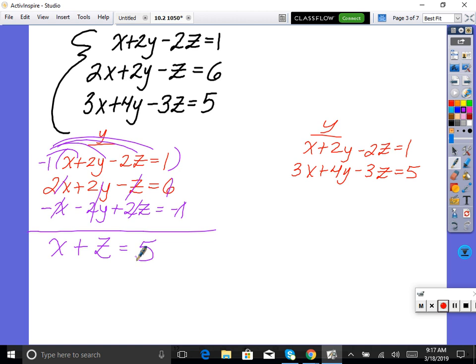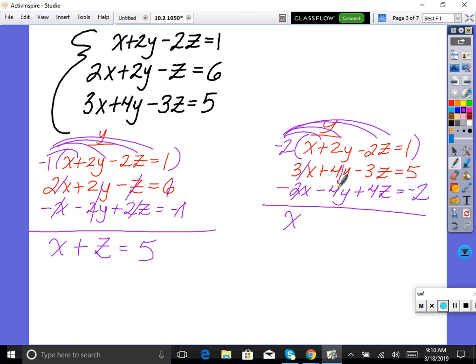Okay. I'm eliminating y, so it looks like I need to times this by -2. So then we would have negative 2x minus 4y plus 4z's equals -2, adding straight down. So x, and then it looks like we have plus z equals 3. So now we put our two new equations together. Here they are. I'm just going to take this and write it down underneath here. So we have our x plus z equals 3.